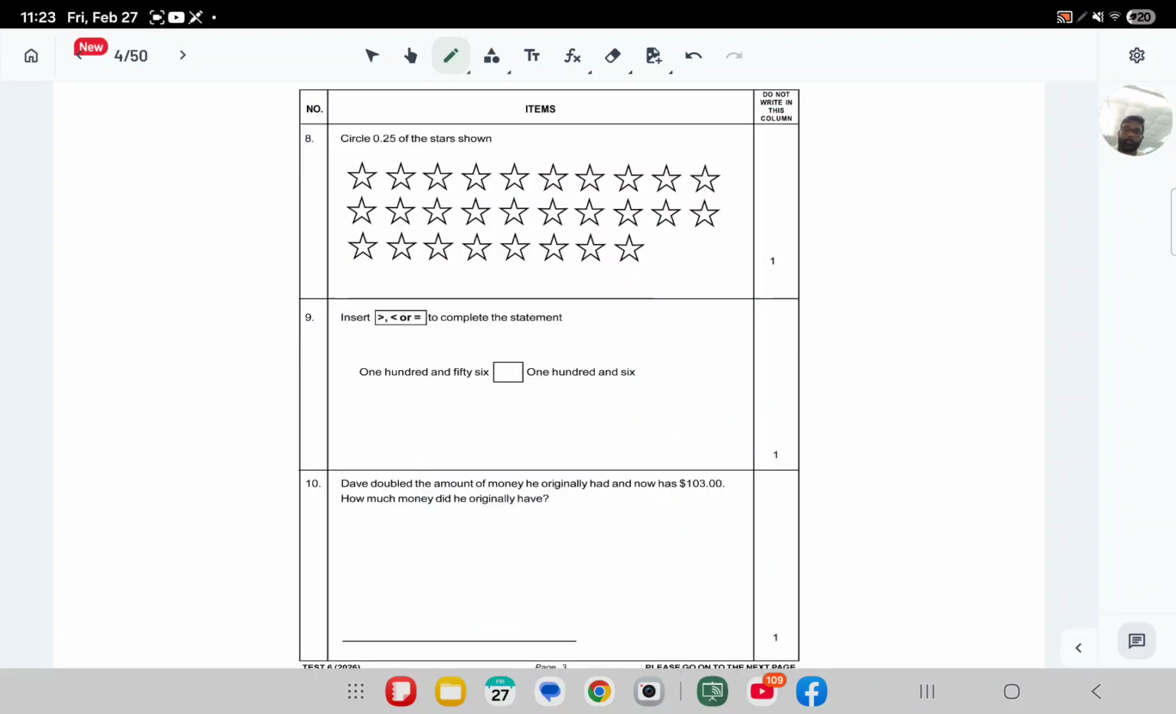Number 8, circle 0.25 of the stars shown. First we need to calculate the number of stars shown. That's 1, 2, 3, 4, 5, 6, 7, 8, 9, 10, 11, 12, 13, 14, 15, 28 stars. And we need to circle 0.25 of it. So 0.25 multiplied by 28 is equal to 7. We also know that 0.25 is 1 quarter, so you can find 1 quarter of 28, which is 7. So you're circling any 7.